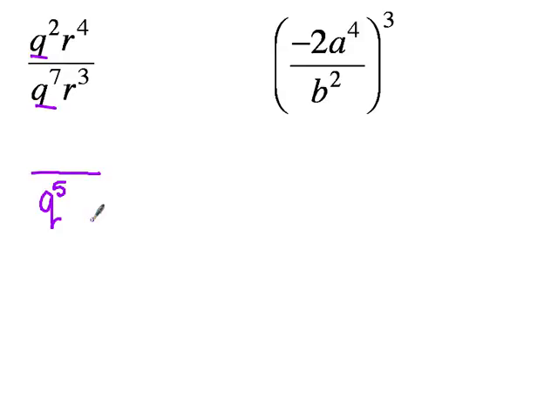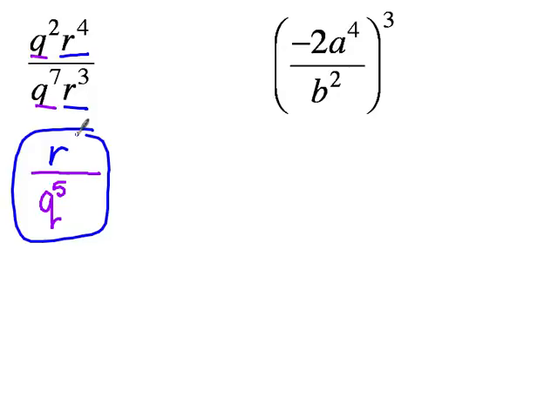Okay. So let's look at the r's. R to the 4th means I have 4 r's on the top, right? R cubed means I have 3 r's on the bottom. What is my net result going to be? R where? On the top. And that is your final answer. So that is one way of viewing that.